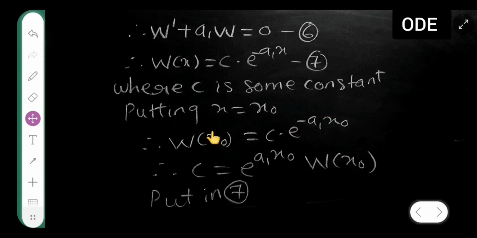Take this value the other side, so it will become what? E raised to power of, it was minus A1, so it will become positive A1 into x naught into W of Wronskian, this x naught, okay? This one it is, as it is, okay, already. Then you all have to put this value in this 7. So what you all are going to get? So wherever there is C, you have to place this value over here, okay?